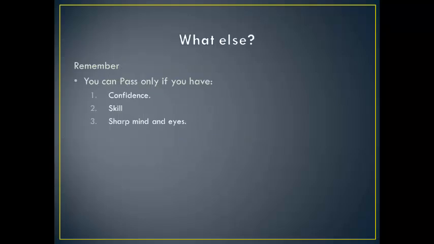Okay, so what next? Since I have already explained everything regarding the theoretical exam, part 2, driving circuit, and also the on-the-road exam, now a few things more: you can pass only and only if you have confidence, the right skill, a sharp mind, and good eyes. Very important. If you are not confident, your skills also won't help you because a man who has no confidence cannot be a driver on the road. Secondly, if you don't have good skill, then also you cannot pass because driving is not just about intuition, it's also about skill.